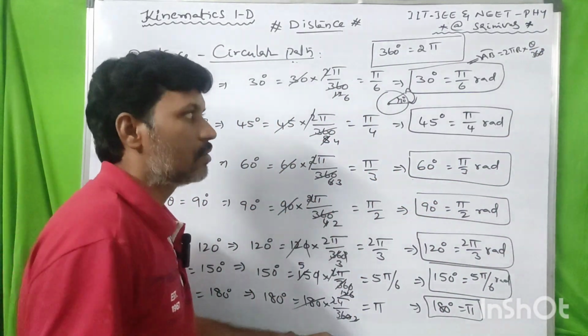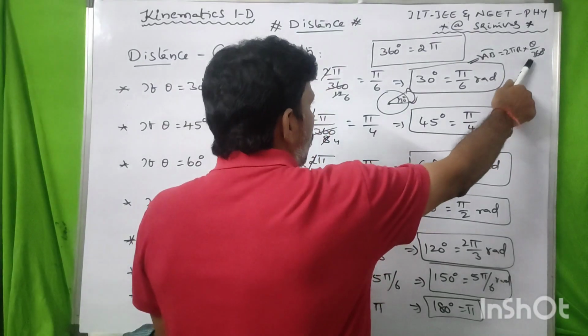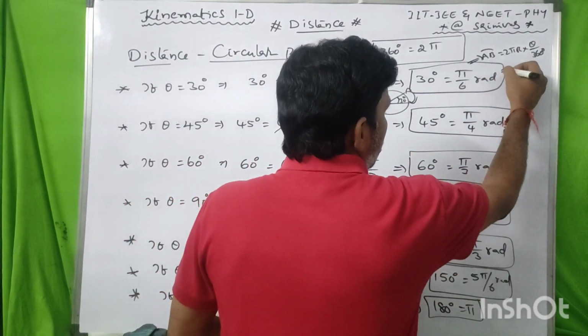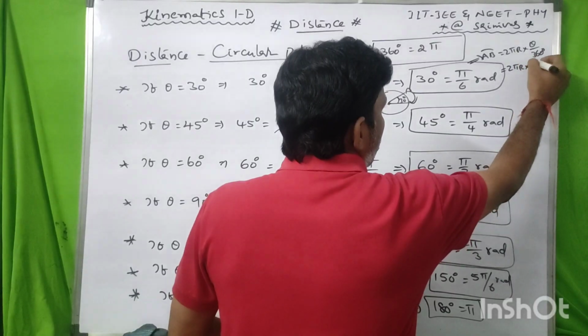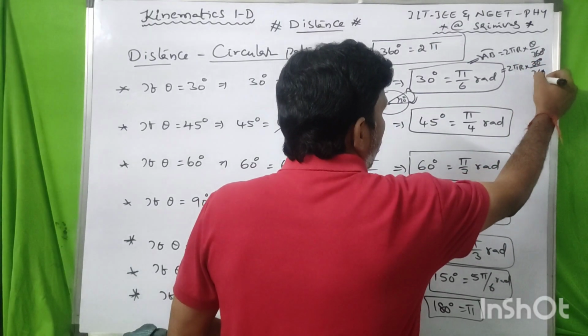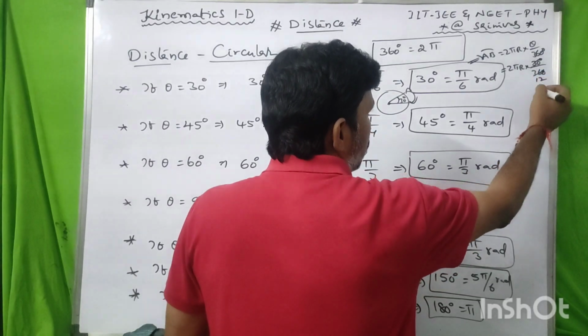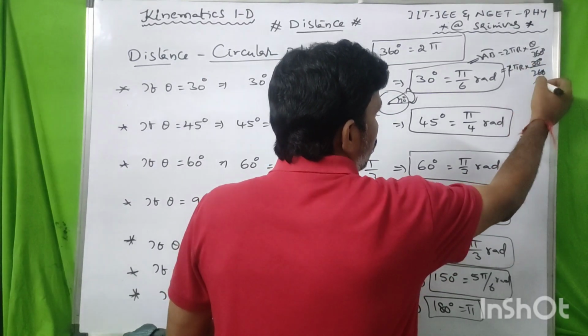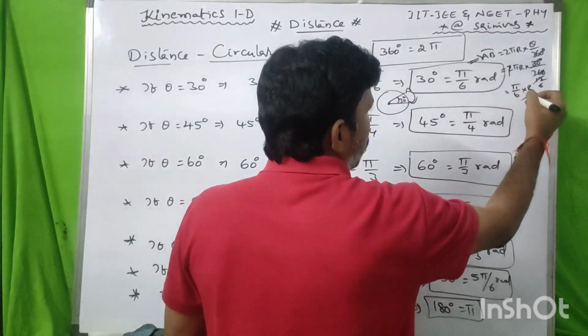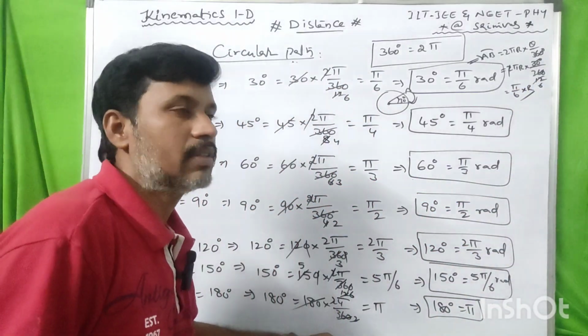We have to convert. Theta by 360 means how much? This is equal to 2 pi r into 30 degrees by 360. 30 goes 12 times, the zeros cancel, 3 goes 12 times. Then 2 goes 1 time, 2 goes 6 times. So the answer is pi by 6 into r.